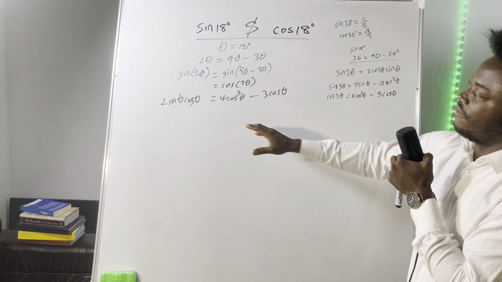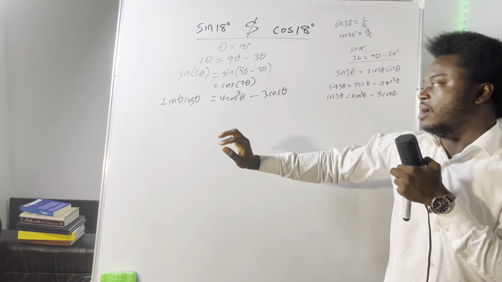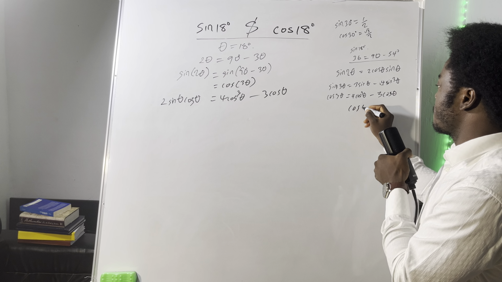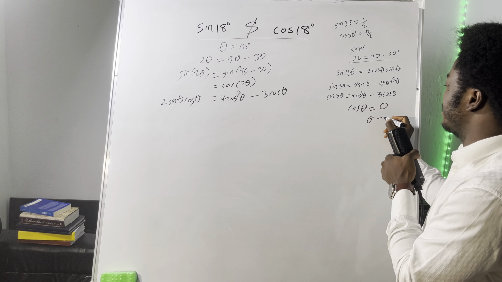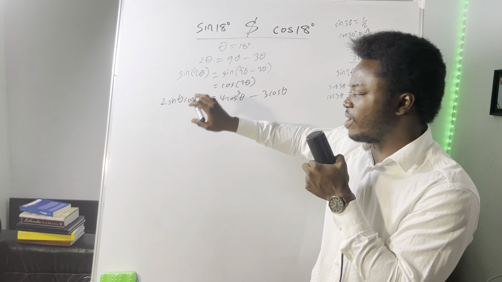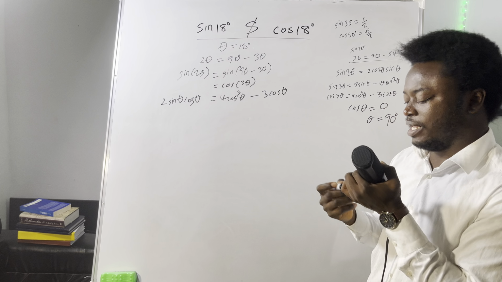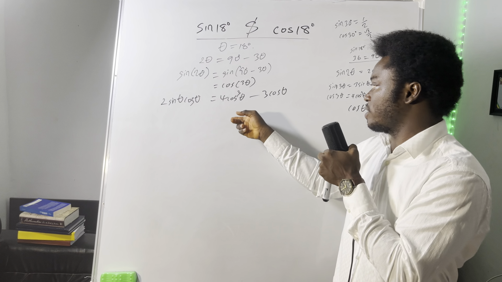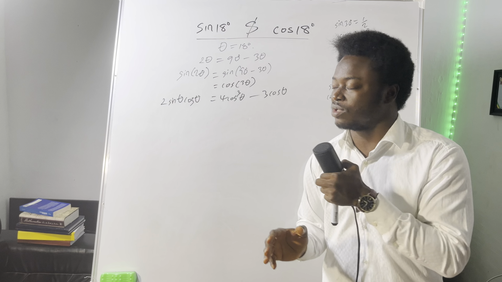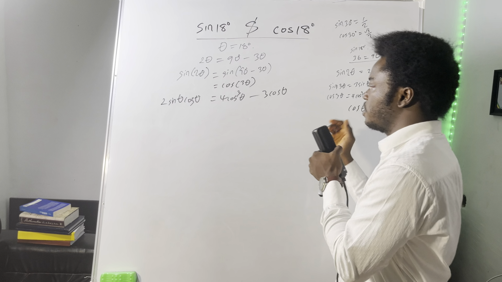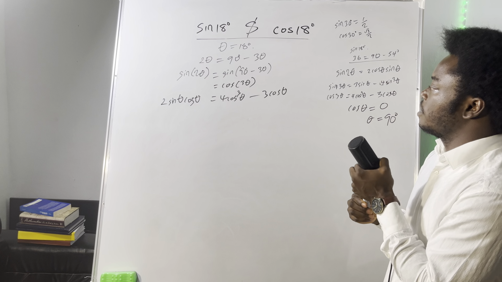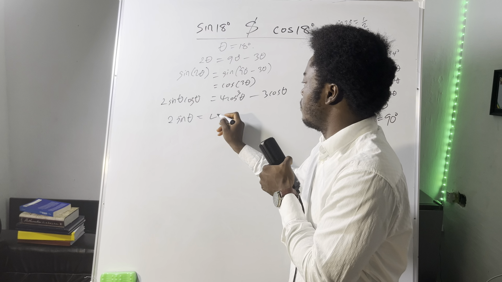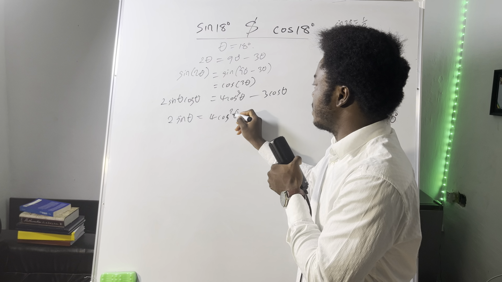Now we can divide both sides by cosine theta, although this will not be allowed if cosine theta is 0. Cosine theta is 0 only when theta is 90 degrees. But here, theta is not 90 degrees, so we are free to divide both sides by cosine theta. The reason we have to check that cosine theta is not 0 is because otherwise you'd be dividing by 0, and in mathematics, we don't divide by 0. So we can divide by cosine theta. You will get 2 sine theta equals 4 cosine square theta minus 3.